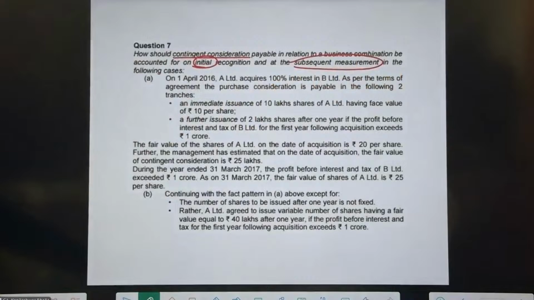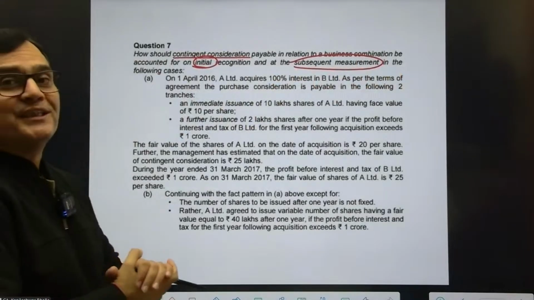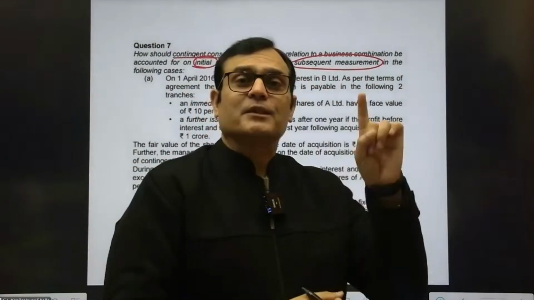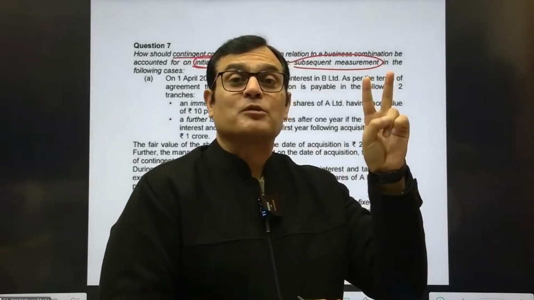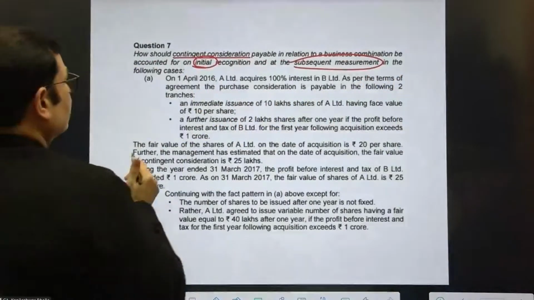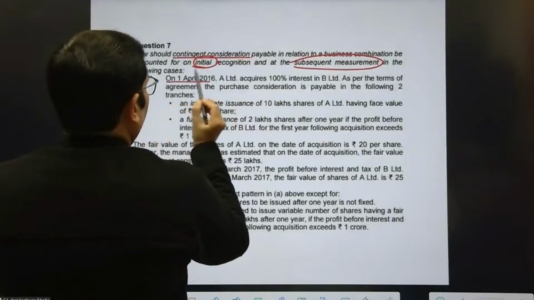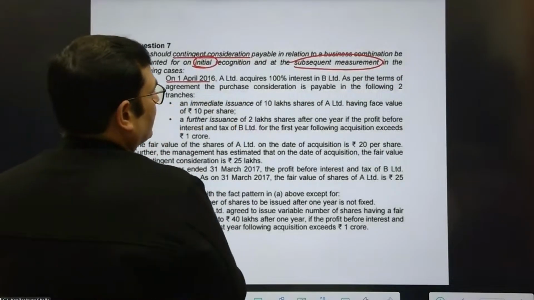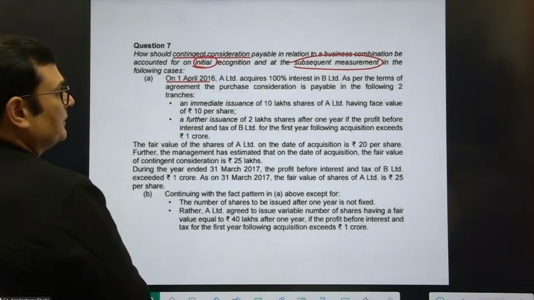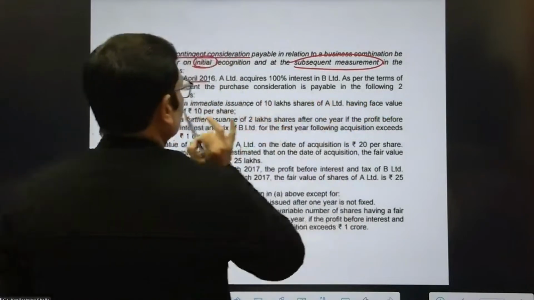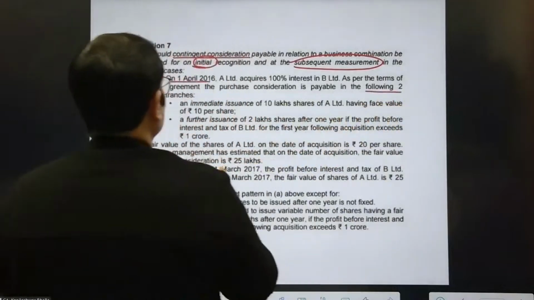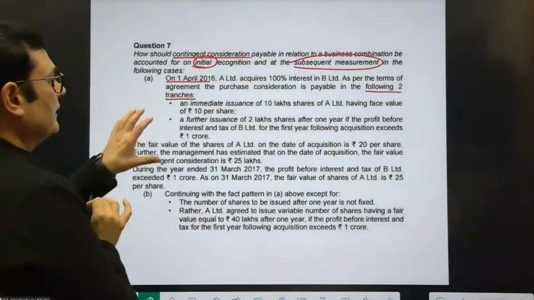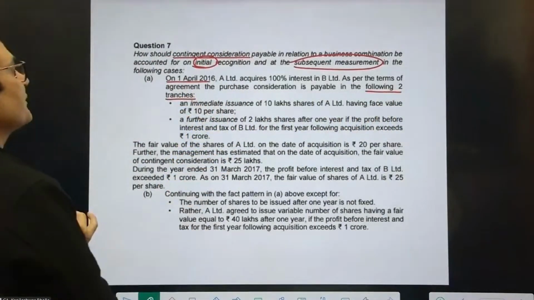Can you see the focus is on the chart which I gave you? He's asking you what is the accounting initially and what is the accounting post-business combination subsequently. It says case number A, on 1st April 16, A acquires 100% interest in B. As per the terms of the agreement, the purchase consideration is payable in the following two tranches. You can say it's paid in two lots.